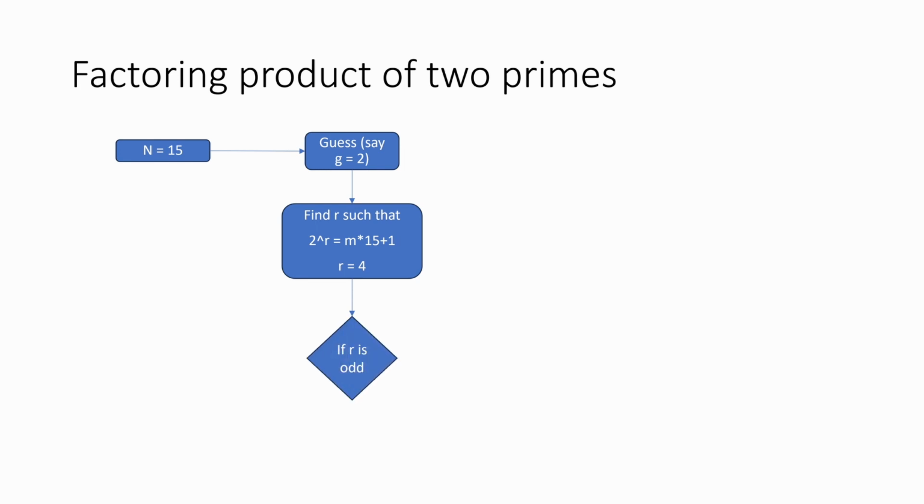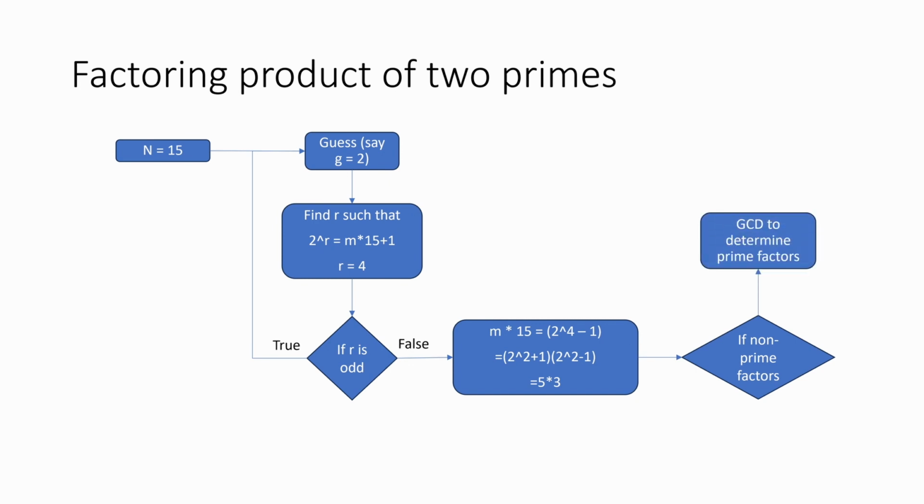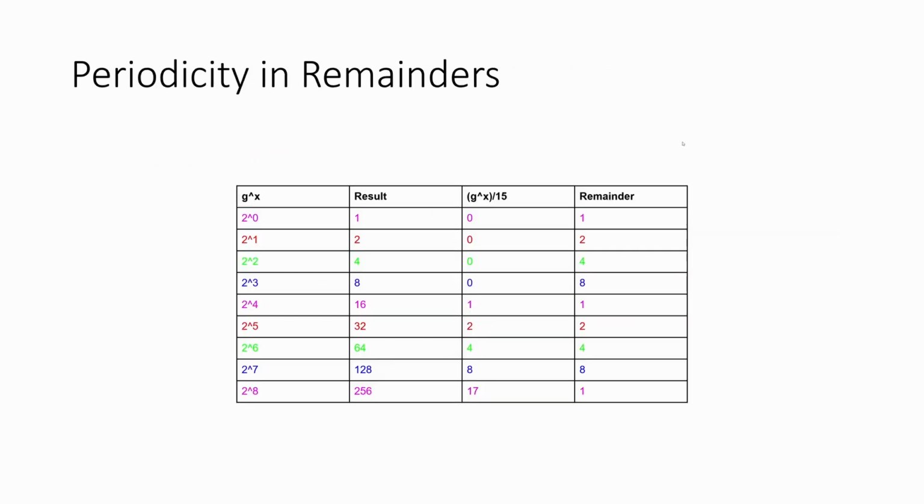If r is odd, guess another number. If r is even, in this case 4 is even, calculate the factors as shown. If they are non-prime factors, find the GCD to compute prime factors. The key process that a quantum computer speeds up is finding r.